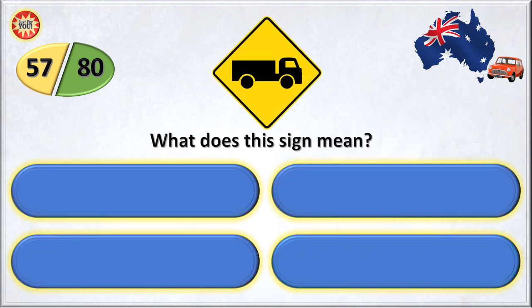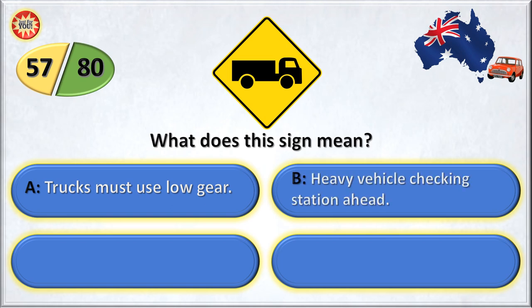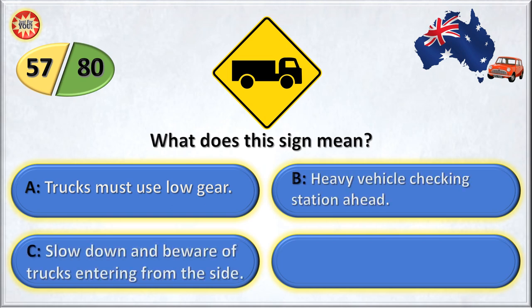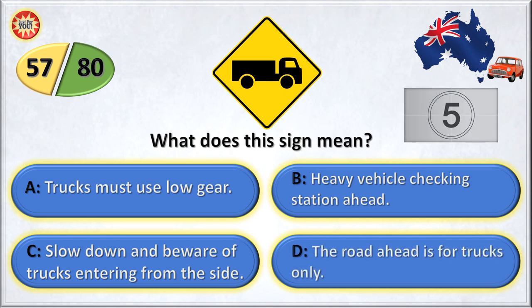What does this sign mean? Trucks must use low gear. Heavy vehicle checking station ahead. Slow down and beware of trucks entering from the side. The road ahead is for trucks only. Slow down and beware of trucks entering from the side.